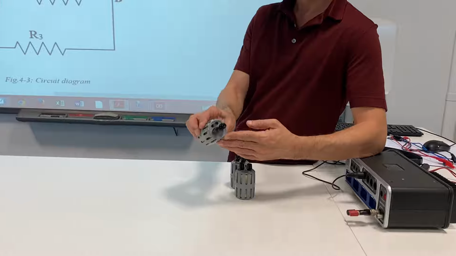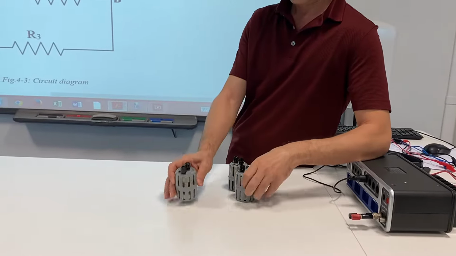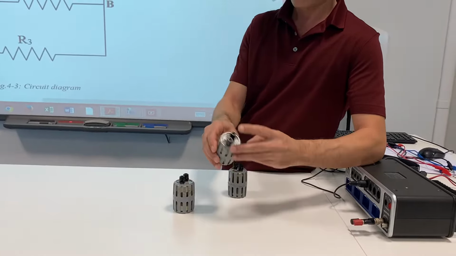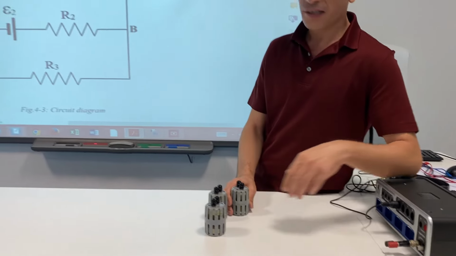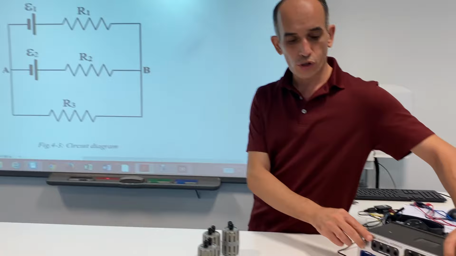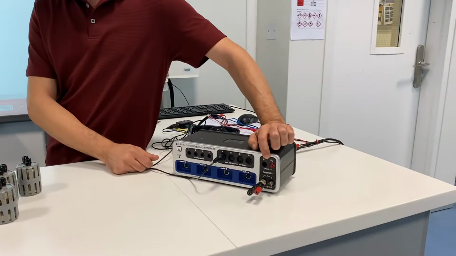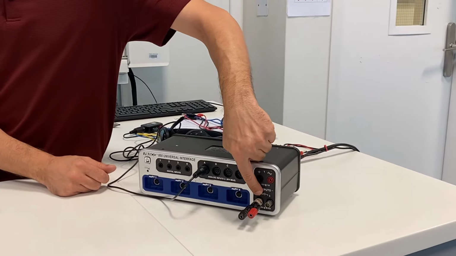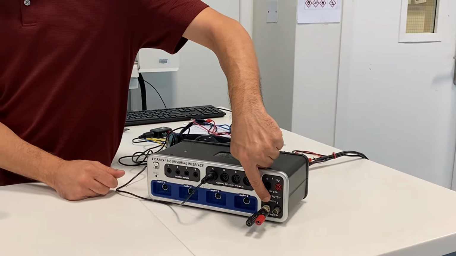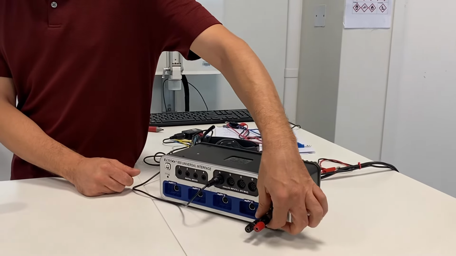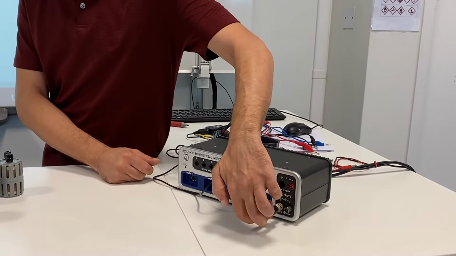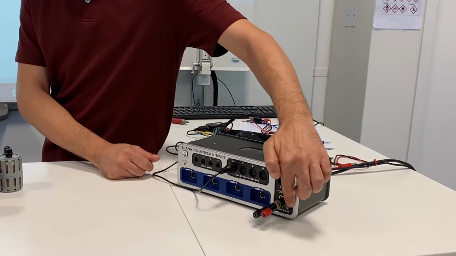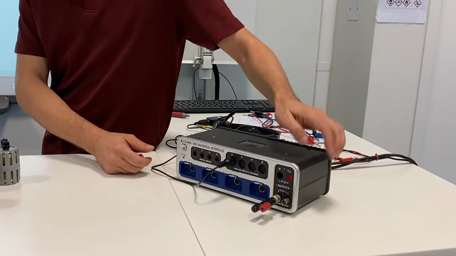R1 is going to be the 10 ohm resistor, R2 is the 5 ohm resistor, and R3 is the 20 ohm resistor. For the battery E1, we will use source number 1 of the interface. And for the battery E2, we will use source number 2. This right here is called the BNC adapter, which allows us to connect banana plug wires into this BNC connector, which looks similar to this one.